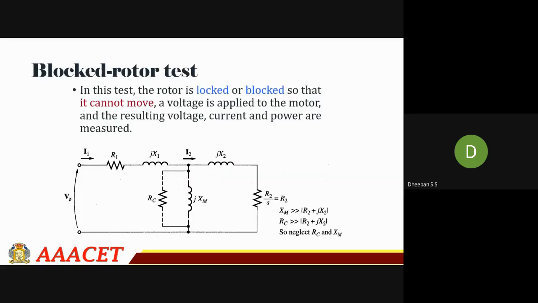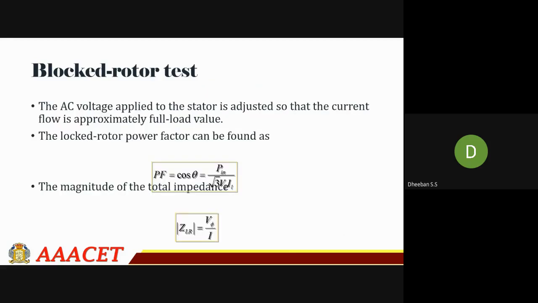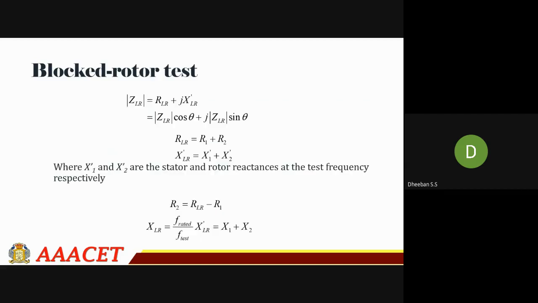Coming to the blocked rotor test, your rotor will be blocked, that is, the rotor cannot move. Voltage is applied to the motor, and the resulting voltage and current will be measured. The AC voltage applied to the stator is adjusted so that the current flow is approximately the full load value. The locked rotor power factor is found by the formula, input power divided by the apparent power. Your total impedance is V phase by I, so ZLR equal to RLR plus jXLR dash.